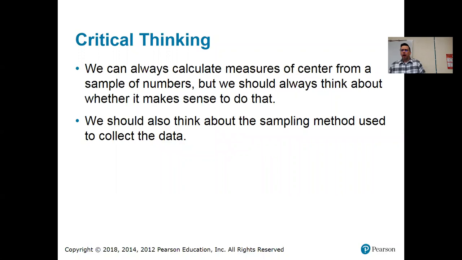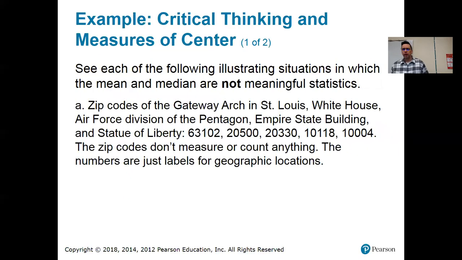We can always calculate measures of center from a sample of numbers, but we should always think about whether or not it makes sense to do that. And we should also think about the sampling method used to collect the data. So coming up here, you're about to see a couple of examples where it wouldn't make any sense to find the mean, for example.